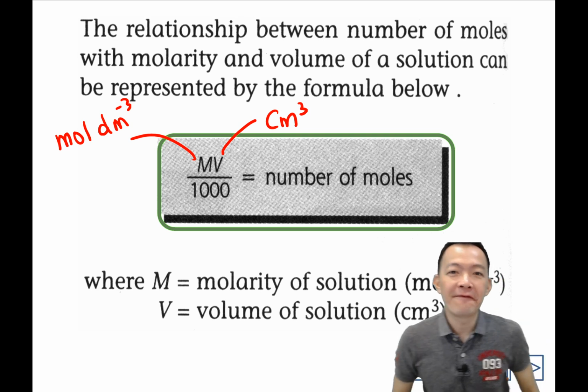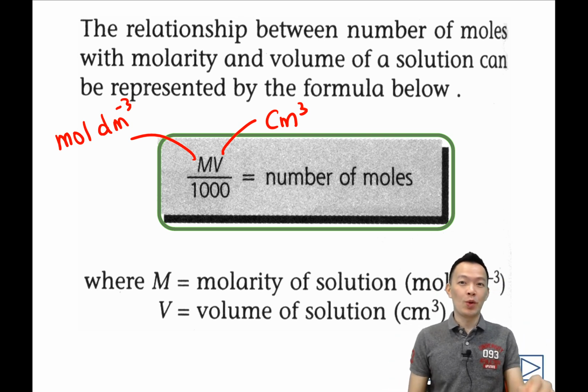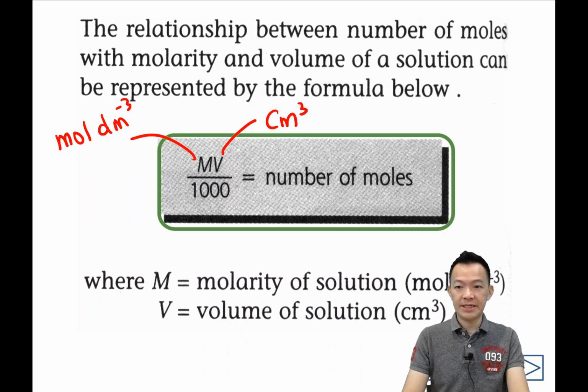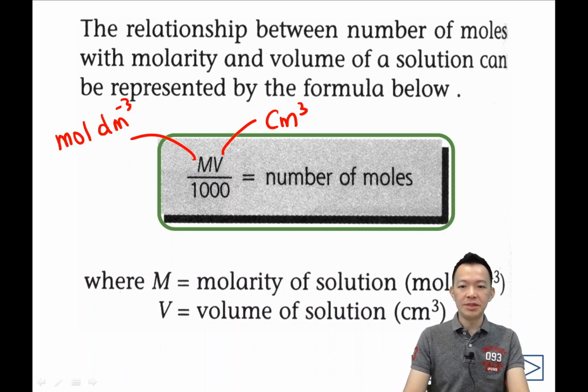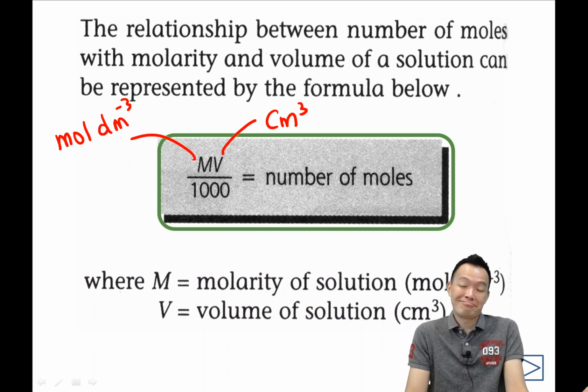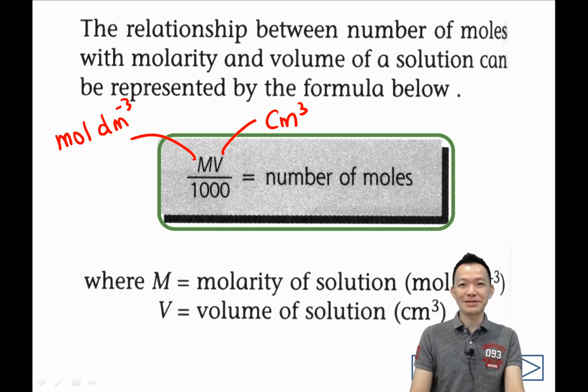Hi, Form 4 Chemistry Chapter 6 Book 1, Video number 25, page number 19. Okay, so in the last video I gave you the formula and I called it the king of formula.